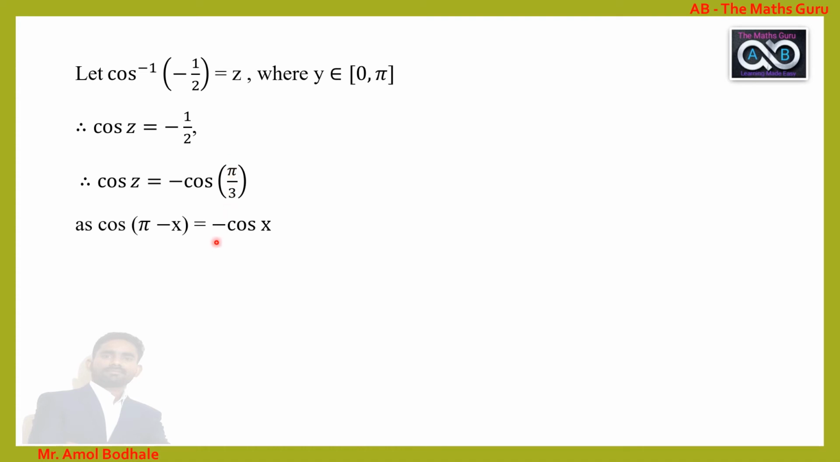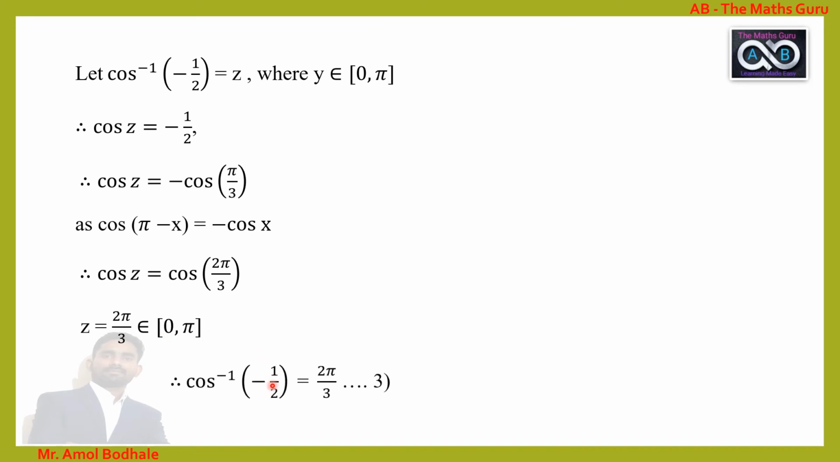So minus cos x can be written as cos of pi minus x. Therefore cos z equals cos of 2 pi by 3. So this minus cos of pi by 3 can be written as cos of pi minus pi by 3, which is cos of 2 pi by 3. Therefore z equals 2 pi by 3, where 2 pi by 3 belongs to the closed interval 0 comma pi. Call it equation 3.